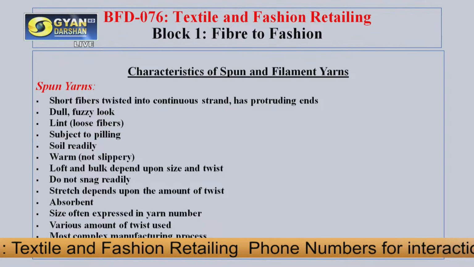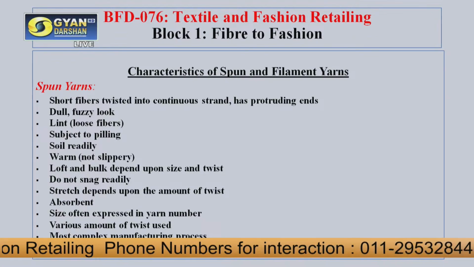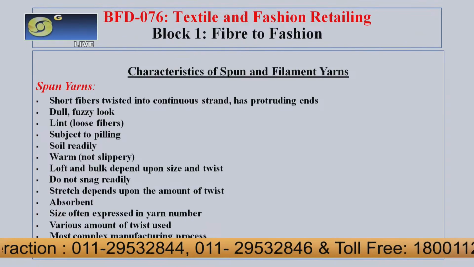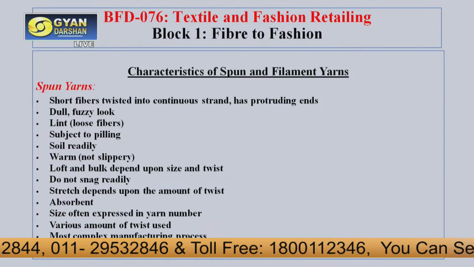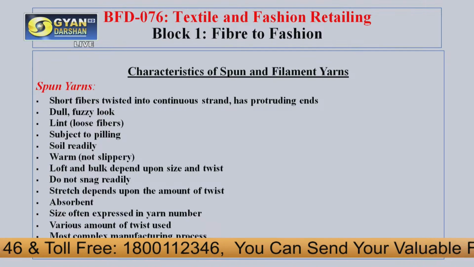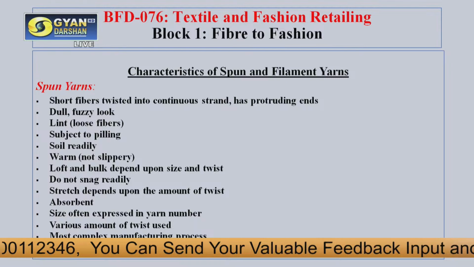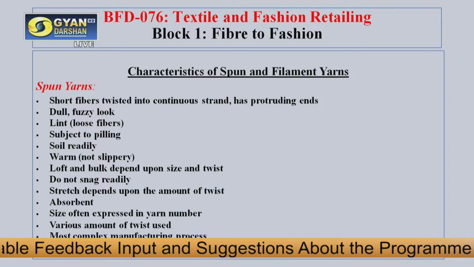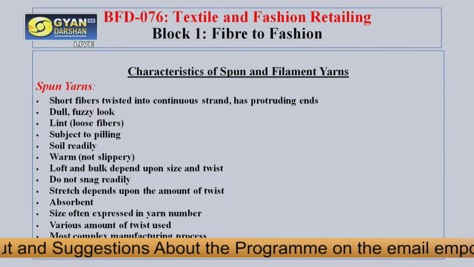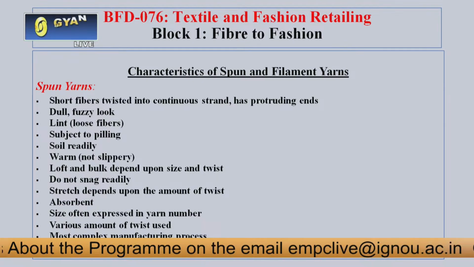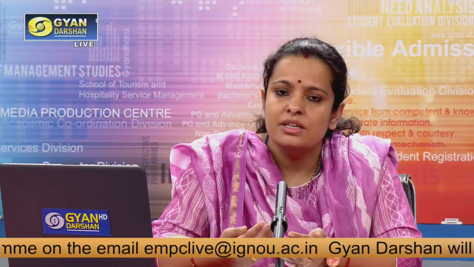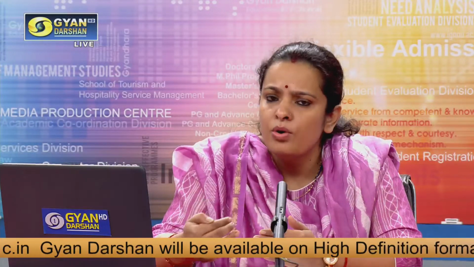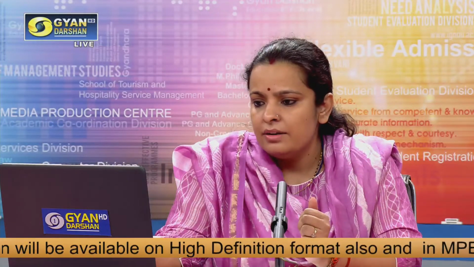It soils readily, it is warm, loft and bulk depend on size and twist, and it does not snag readily. Stretch depends upon the amount of twist, which we will discuss in detail in later slides. It has an absorbent property, size often expressed in yarn numbers, various amounts of twist used, and the most complex manufacturing process. Because most spun yarns are found naturally, the process of manufacturing the yarn is more complex than the filament yarn that we will discuss.